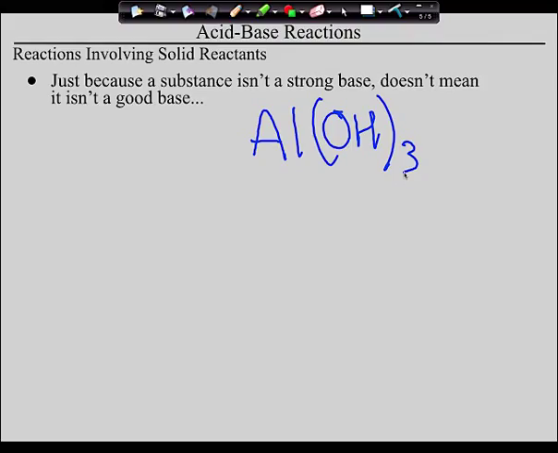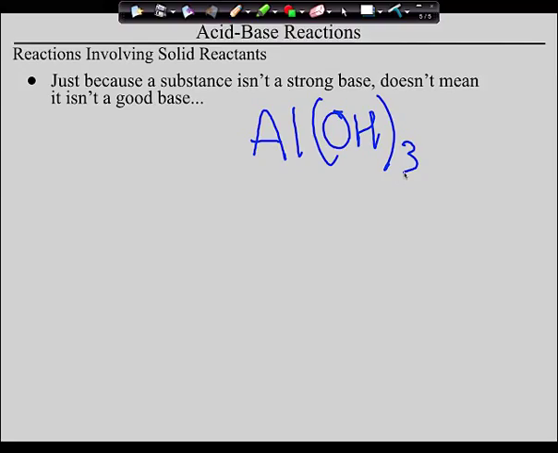Why would aluminum hydroxide, given what you see on the board in blue, be a really good base? It's got 3 hydroxides. We call that tribasic. Guys, this is a really good base. Aluminum hydroxide is very effective as a base, but it's not a strong base. Why is it not a strong base? It doesn't dissolve in water.